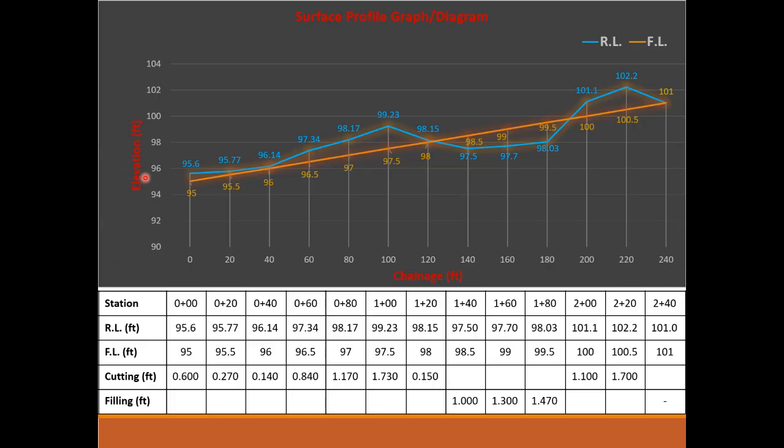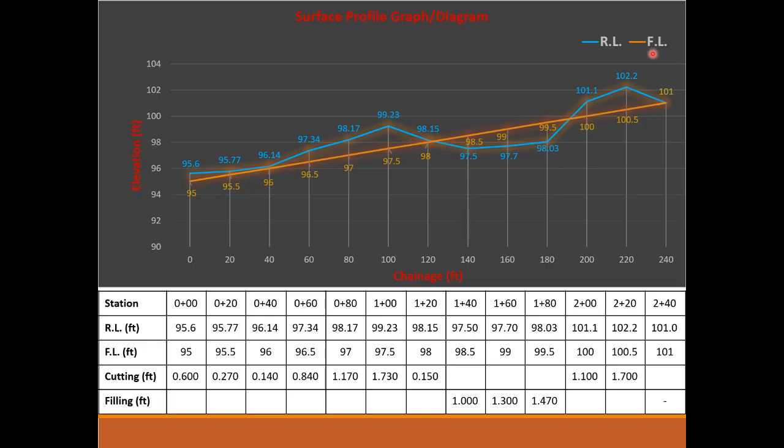At the y-axis, the elevation in feet is given. It is an automatically selected scale. You can also use a manual scale, starting from 90 and ending at 104. All these values of elevation at the y-axis are taken in the unit of feet. Now you can see the two lines. One is the blue line and the second is the orange line.